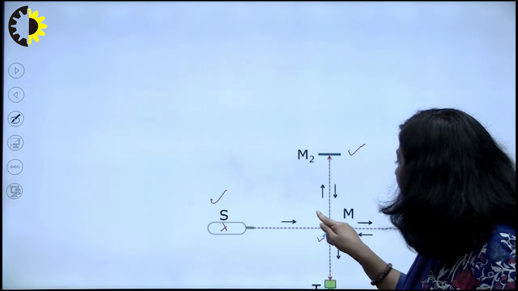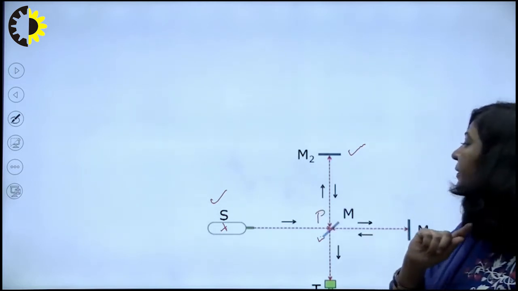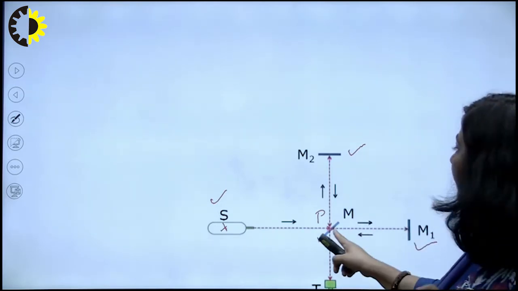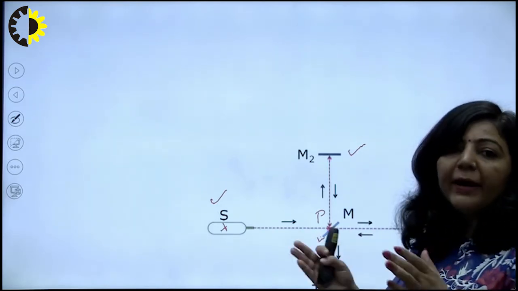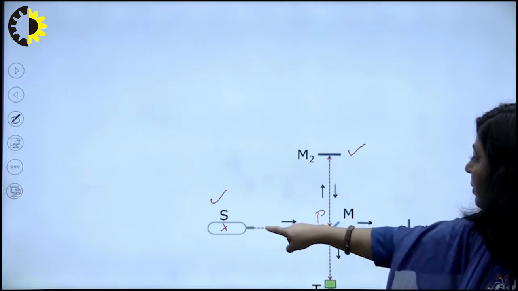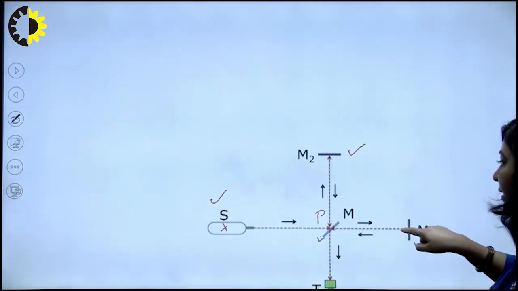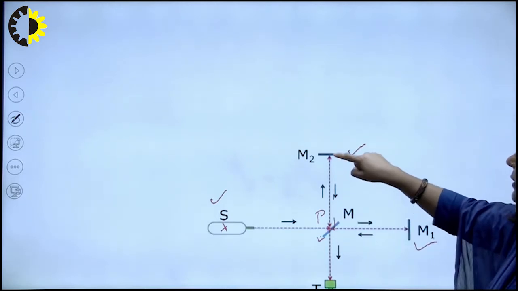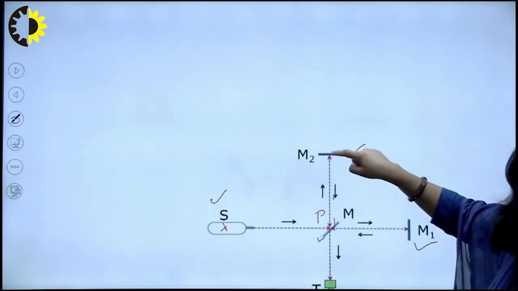Let the name of this plate be capital P. Let this glass plate be P. This glass plate is semi-silvered, so it will act as a beam splitter here. It will divide the light into two parts. Some part will be transmitted, and that transmitted part will move towards M1. Some part will be reflected, and that part will move towards this mirror M2.